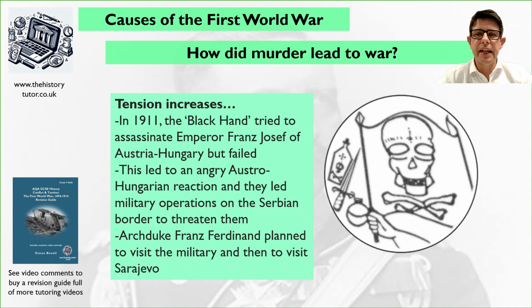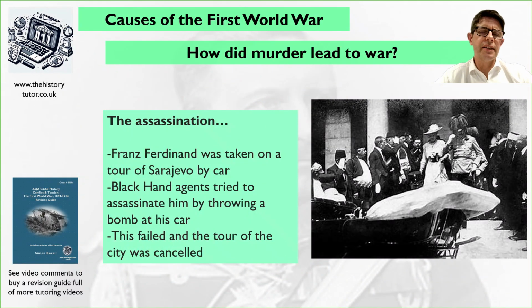So how did this increasing tension lead to murder and war? Well, in 1911, the Black Hand tried to assassinate Emperor Franz Joseph of Austria-Hungary, but they failed. This led to an angry reaction by the Austrians. They started to develop military campaigns and manoeuvres on the Serbian borders to threaten Serbia. Archduke Franz Ferdinand then planned a visit to the military in the area to inspect them, and also a tour of their new province of Bosnia and its main city of Sarajevo to show off maybe to the Serbians. And this is where the assassination took place.